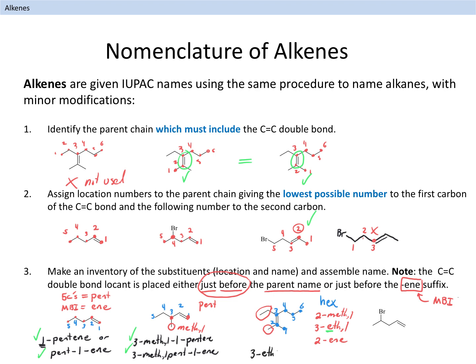Now we need to write the parent name, but we also need to include the location of the alkene double bond, which occurs at carbon 2. We can do this by writing 2-hexene, or we can write hex-2-ene. So the complete name is 3-ethyl-2-methyl-2-hexene.